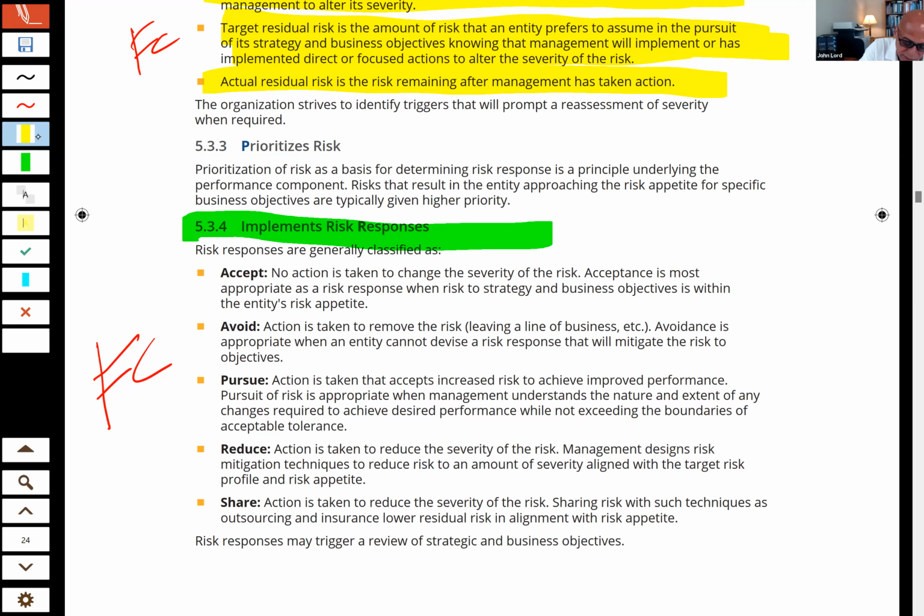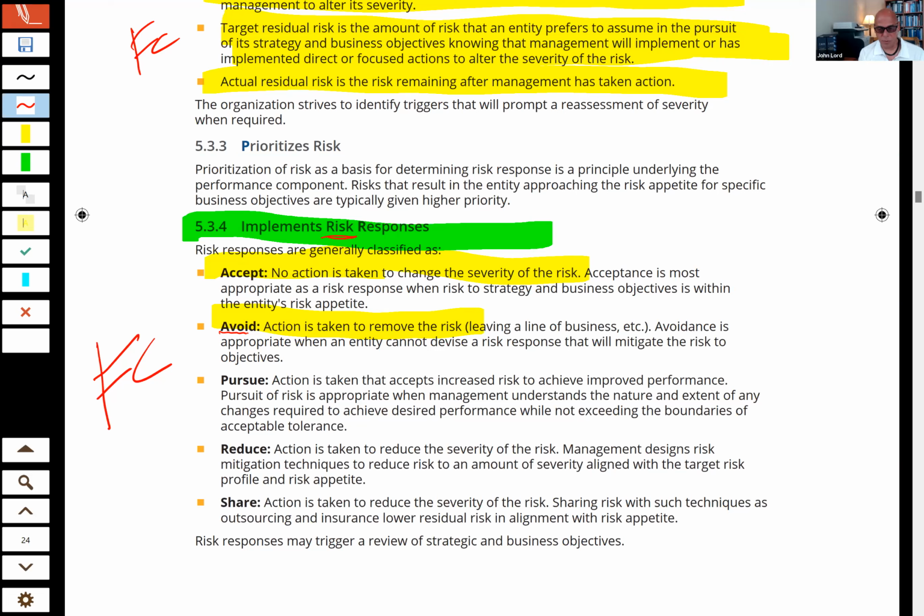Now, we could accept the risk. Means we'll take no action to change the severity of the risk. We could avoid: actions taken to remove the risk. We just don't do the thing. Sometimes when we think of the idea of risk, we think of, well, avoid it, don't do it. But you deal with risk every day that you don't avoid.